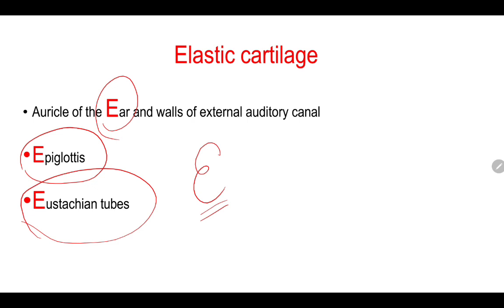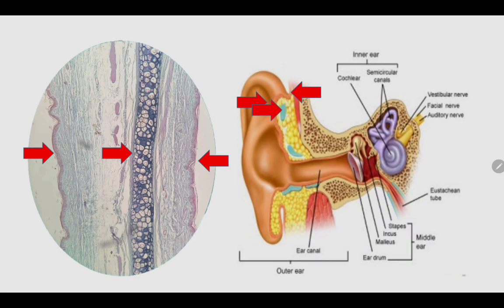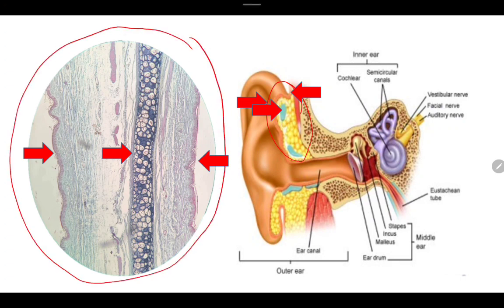So let's now check how these areas came to have elastic cartilage. Why is elastic cartilage found there? Let's start with the auricle of the ear. The auricle of the ear is found here. The reason why your ears are flexible is because they are made up of elastic cartilage. So under the microscope, this is the structure of your elastic cartilage.